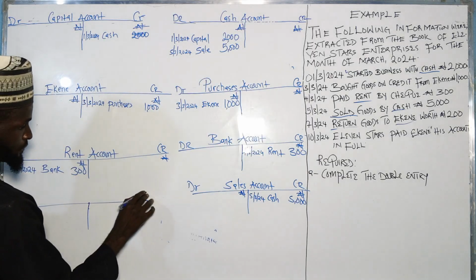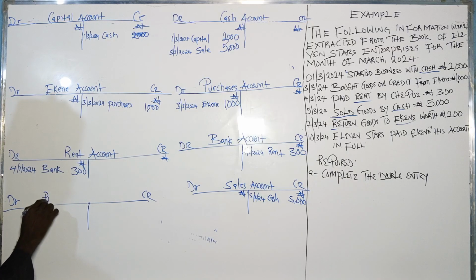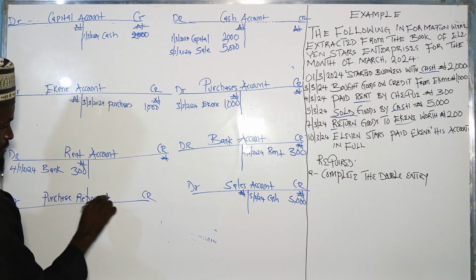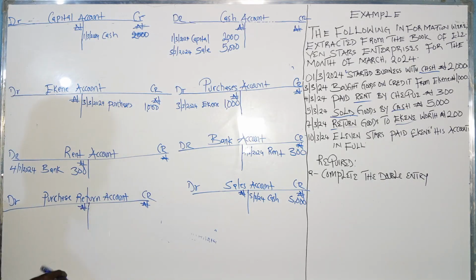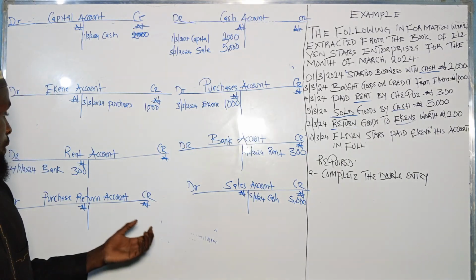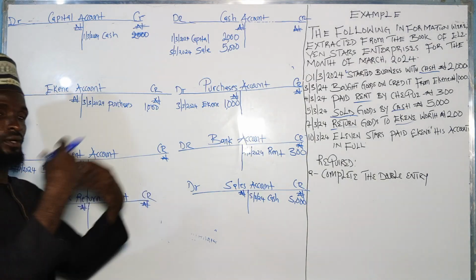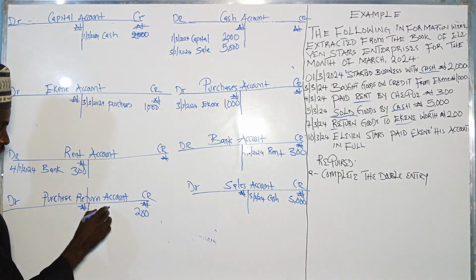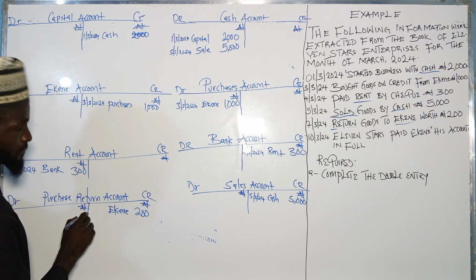So see it here. Purchase return account. Always don't forget the currency sign given in the question. So now, the simple question is, return outward gave out the goods. So we are going to credit return outward because they gave out the goods. 200 naira. We gave it back to Ekene on 7th.